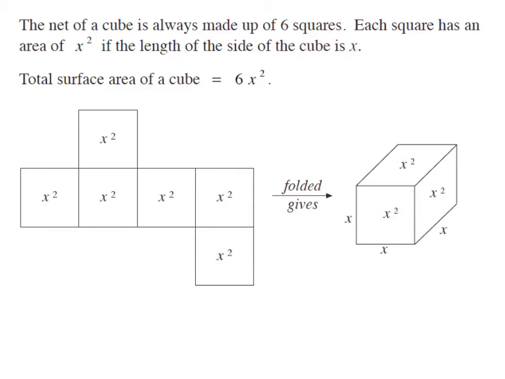And of course, if the length of a side of the cube is x, then the area of each of the sides is going to be x squared. And if I was to add up the surface area, well, a cube has 6 different sides, so it's 6 lots of x squared.